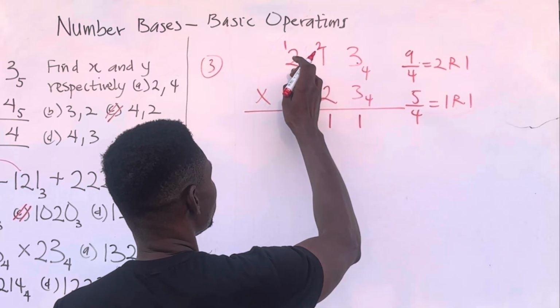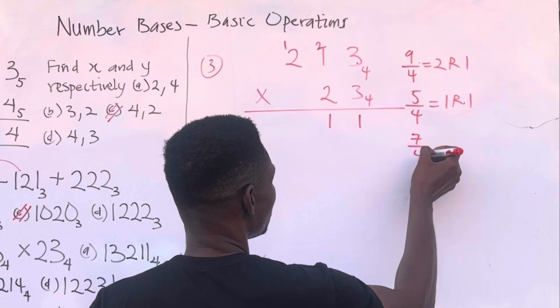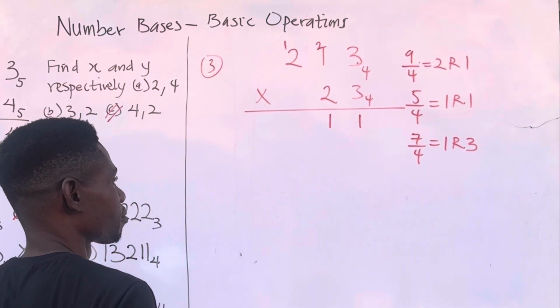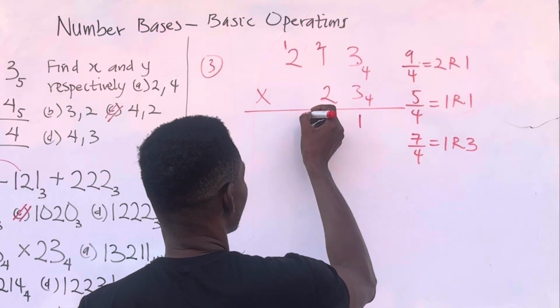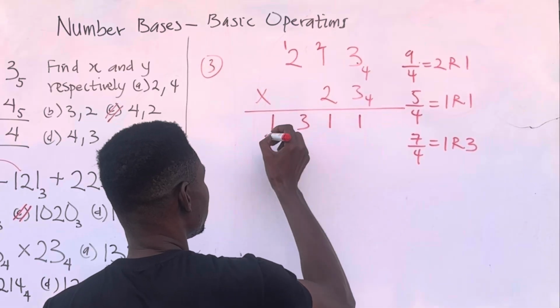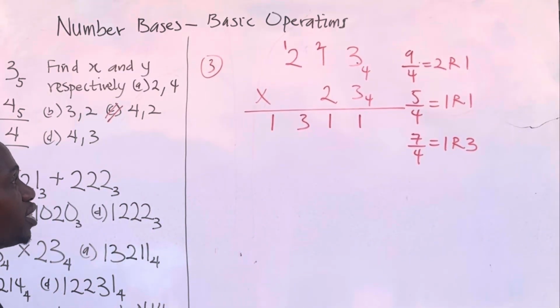3 multiplied by 2 is 6 plus that 1 is 7. The same thing. 7 divided by 4, that's 1 remainder 3. So we write down the 3 and carry 1. So we bring down that one we're carrying here. Okay, so that's just half the journey.